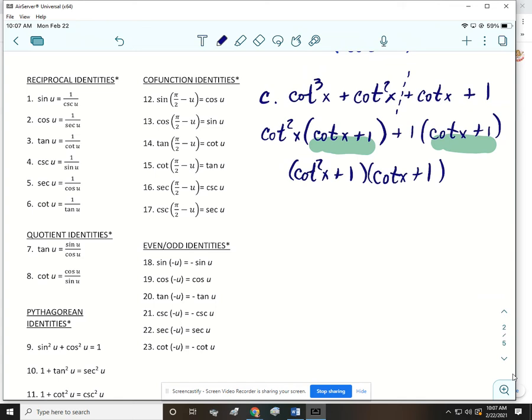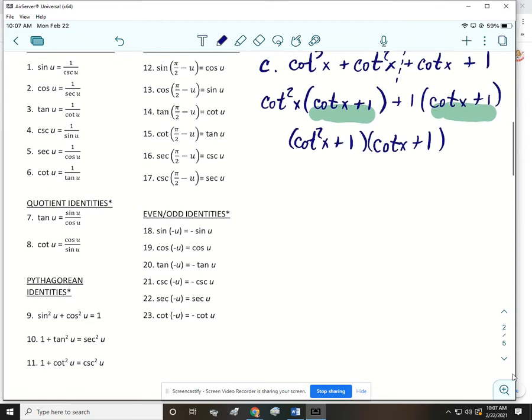Okay, so now we want to go to our identities. So look at your identities, and whenever you see a squared and a 1, we're definitely going to look at the Pythagorean identities. And cotangent squared plus 1 is the same as 1 plus cotangent squared. So that should be equal to cosecant squared of x.